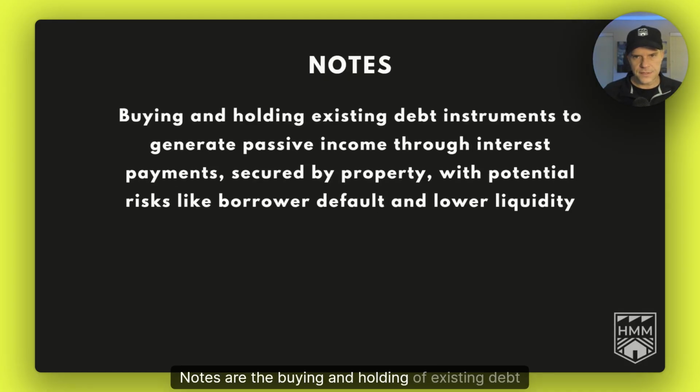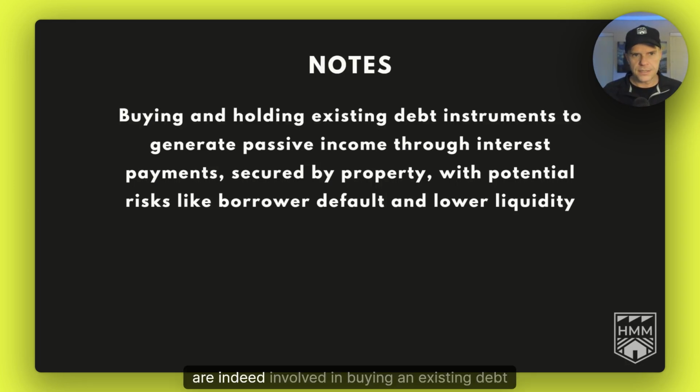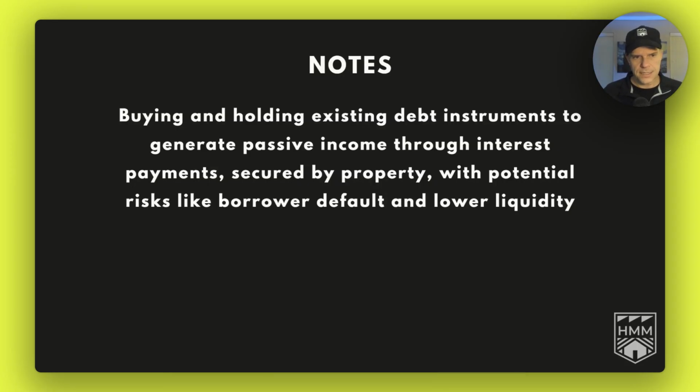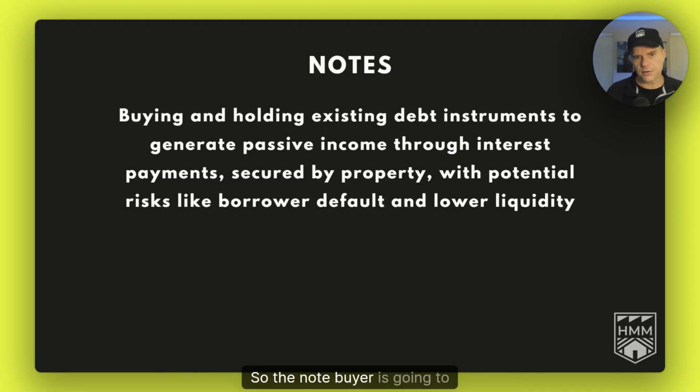Notes are the buying and holding of existing debt instruments to generate passive income through interest payments secured by property, with potential risk like borrower default and lower liquidity. So, notes are indeed involved in buying an existing debt instrument. These are mortgage notes that a lender has written to a borrower, and now the lender is looking to get that capital back. So they're going to sell the note for a certain value, and therefore the loan payments from the borrower are going to be redirected from the lender now to the buyer of the note. So the note buyer is going to buy this income, so to speak.